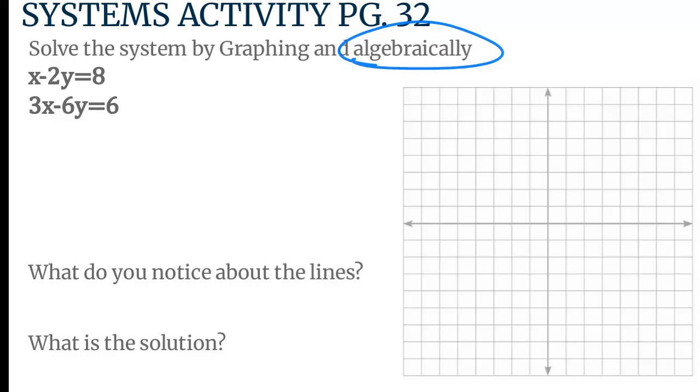So how are we doing? Are we getting our graphs? Okay.